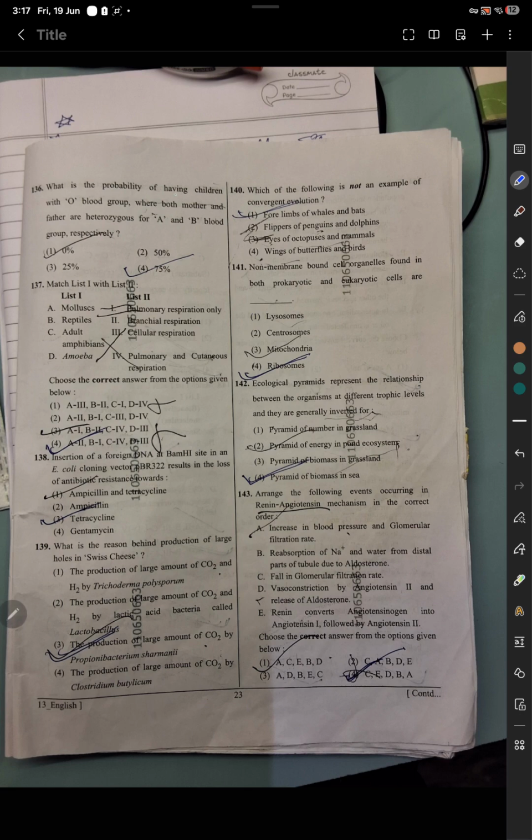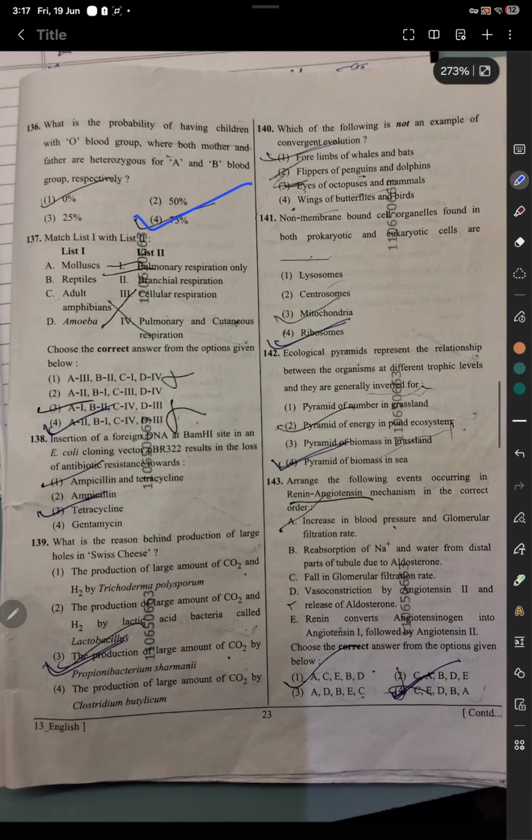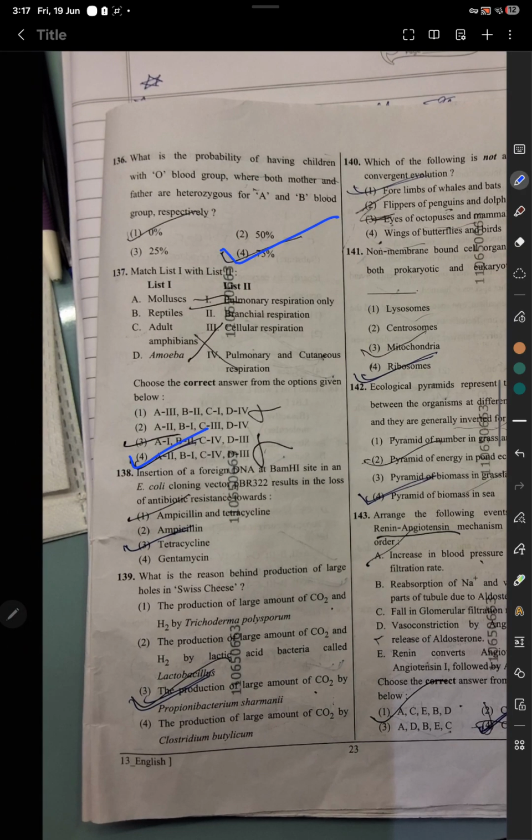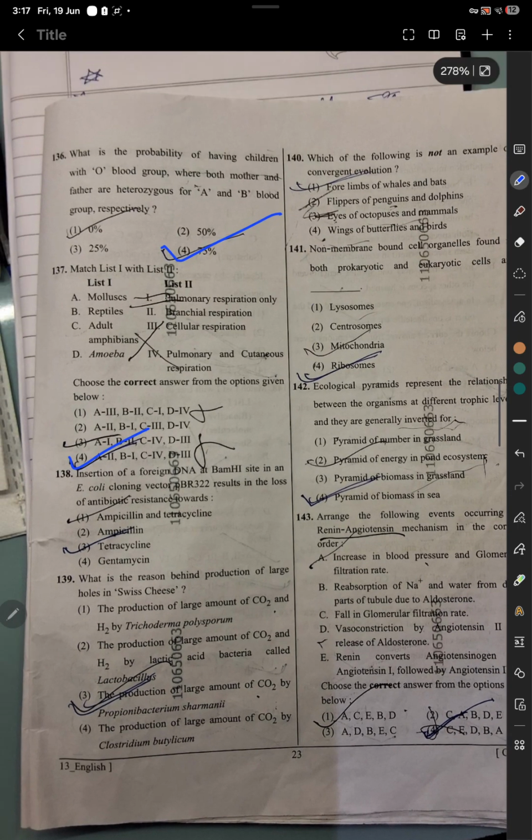What is the probability of having children with O blood group where both mother and father are heterozygous for A and B blood group respectively? Option number 4 is correct, 25%. Match list 1 with list 2. Option number 4 is correct. I will write here A2, B1, C4 and D3 as your correct answer.